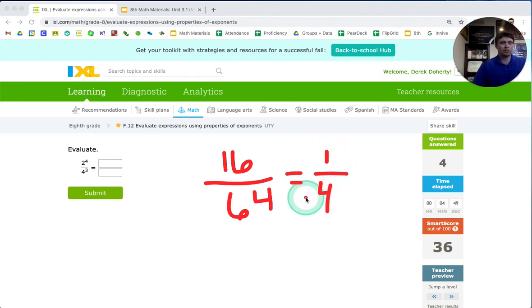Now here's what IXL probably thinks you should be doing. I wouldn't do it this way, but they do see 4 to the 3rd power is really kind of the same thing, 4 to the 3rd power is 2 times 2 to the 3rd power.